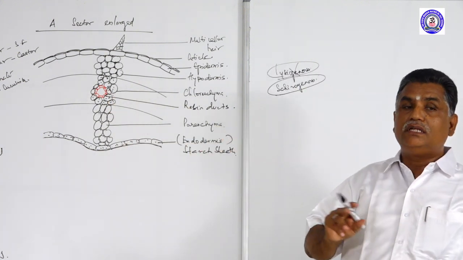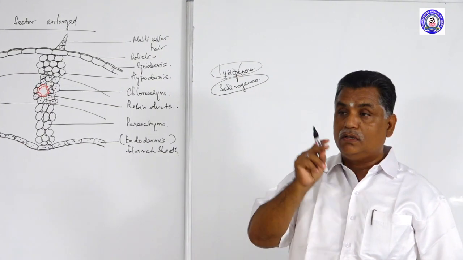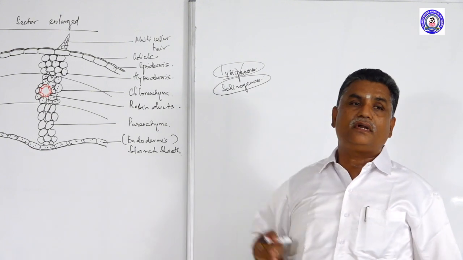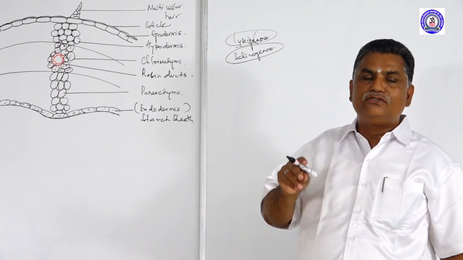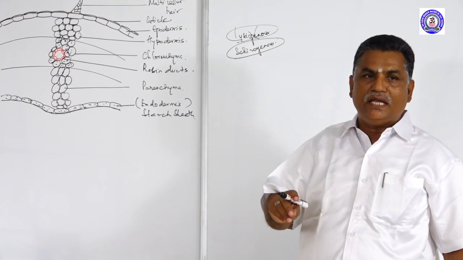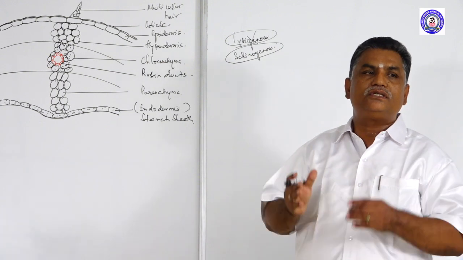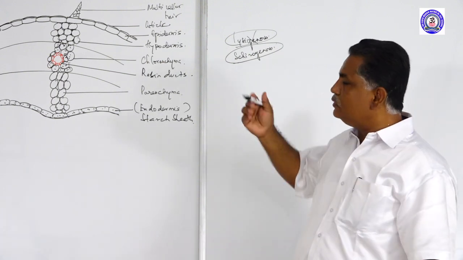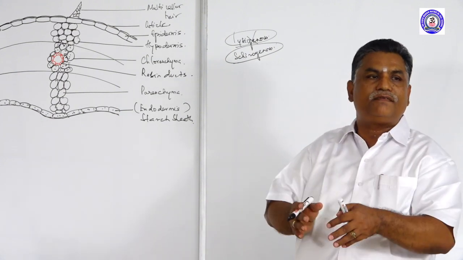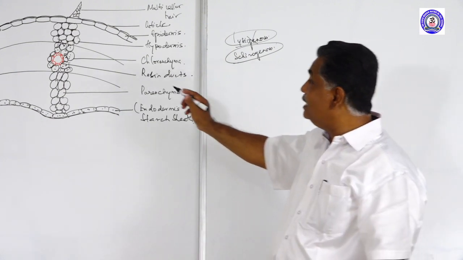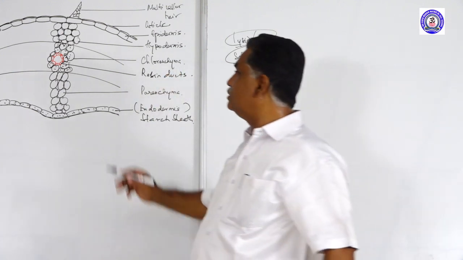So as far as the origin is concerned, there are two types: one is lysigenous, another is schizogenous. These points are very important for our entrance exam. Remember, we know the meaning of the word lyso. Lyso means death. By the death of already existing cells, new cavities are formed, that is called lysigenous. In schizogenous, part of the previously existing cells are retained and new cells are produced from them. So these resin ducts are schizogenous in origin. I think you understood this.